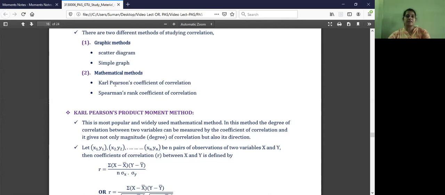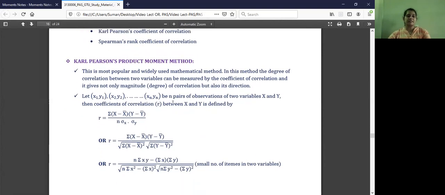In our syllabus, these two methods are included. Got it? Graphic methods are not in our syllabus. So mathematical methods: Karl Pearson coefficient of correlation and Spearman rank coefficient of correlation. The coefficient of correlation, small r, is named Karl Pearson coefficient of correlation. And the rank coefficient of correlation is named Spearman rank correlation coefficient.